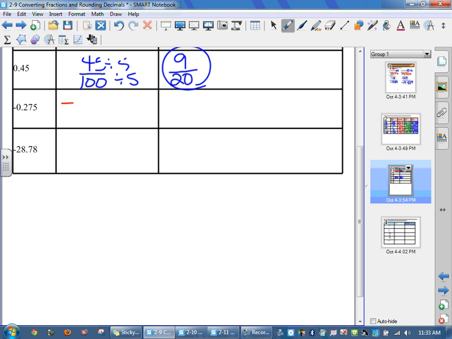3, so I have 3 zeros in the bottom. 275 on top. Again, it ends in a 5, so I'm going to divide the top and bottom both by 5. All right, what do you get when you divide the top and bottom both by 5? 55 over 200, and that's negative. And again, it can go lower. You can divide both of those by 5 again. And what are we going to get? Good, negative 11 over 40, and that's as low as it goes.